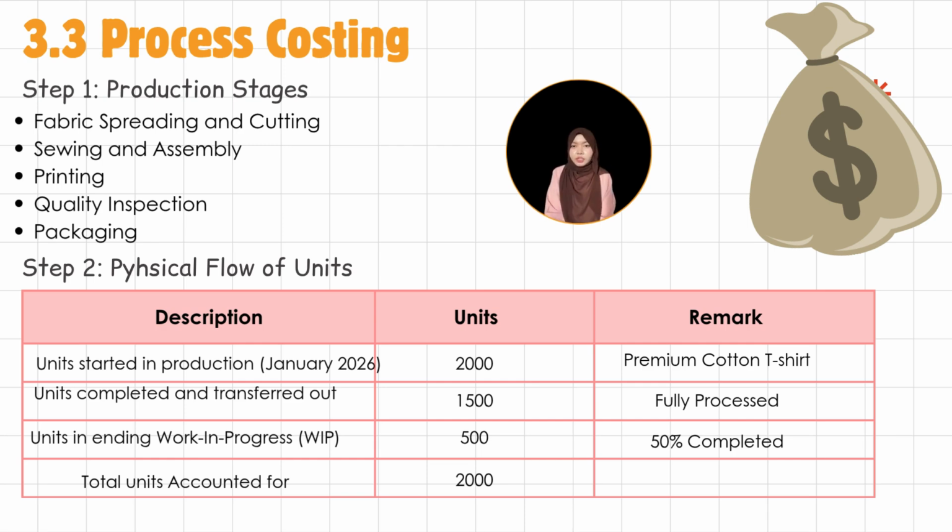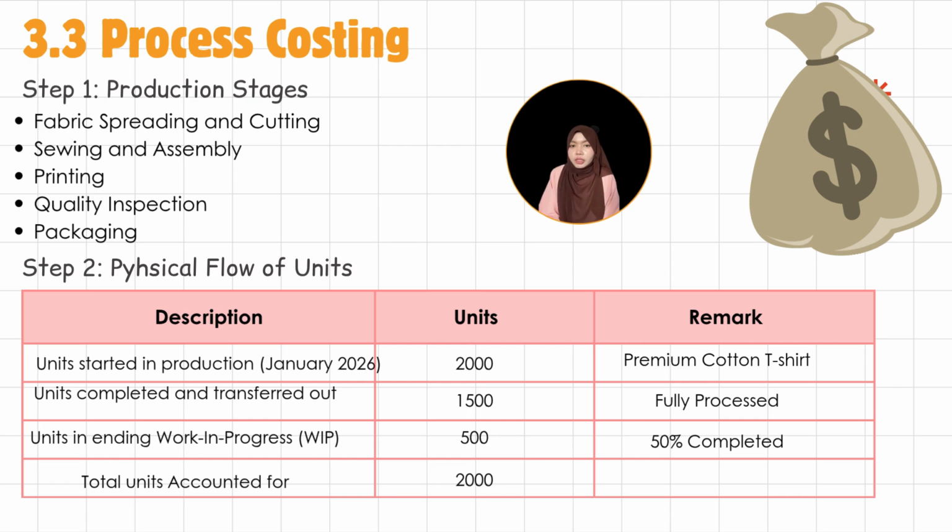delivery. Now let us look at step 2, which tracks the physical flow of units during this period. In January 2026, we started production with a total of 20,000 units of premium cotton t-shirts. Out of this, 1,500 were fully processed, completed and successfully transferred out. The remaining 500 units are still in our work in progress and are currently 50% completed. This brings our total units accounted for to exactly 2,000 units, showing that all physical units are fully reconciled.